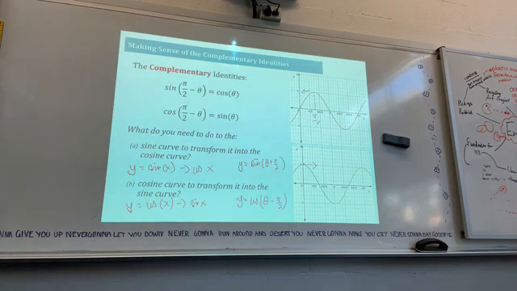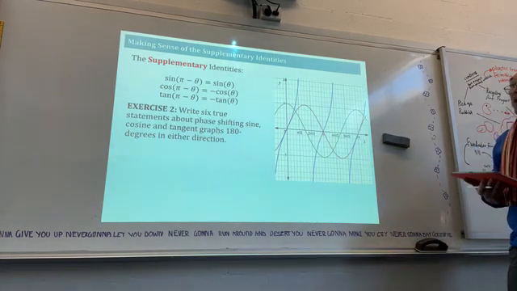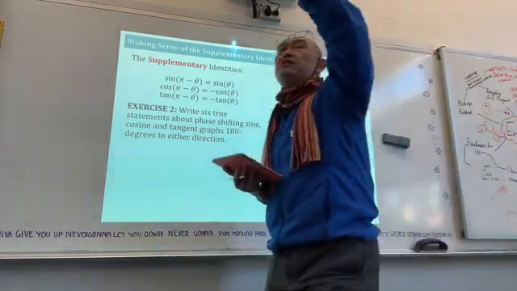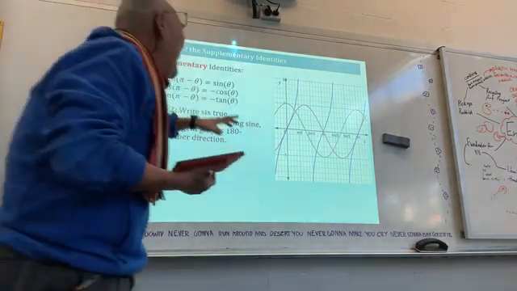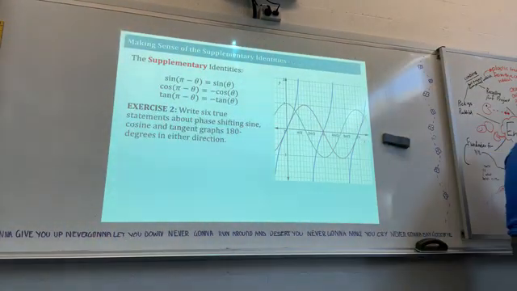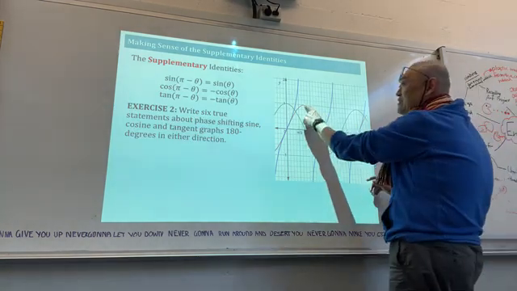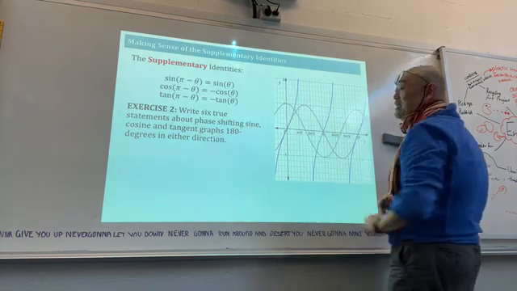Alright, next bit. Now, let's think about the supplementary identities. Supplementary identities, the two angles add up to how many degrees? 180 degrees. So, again, how on earth are you going to move this? And how would you translate that?